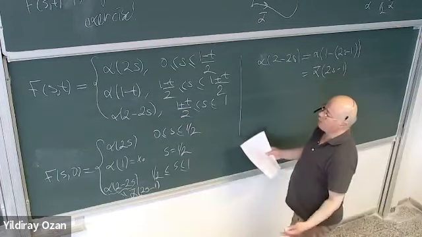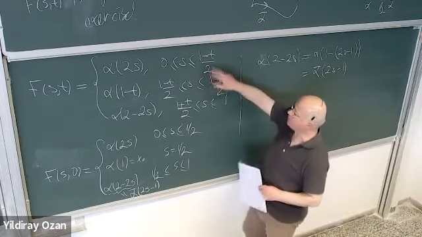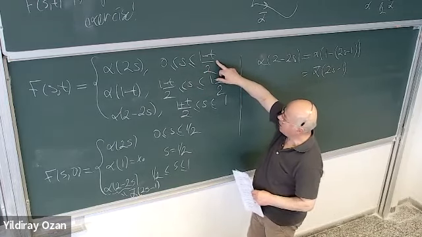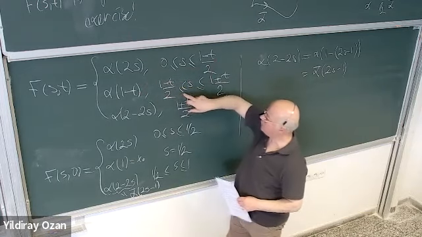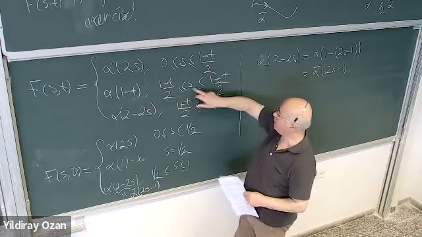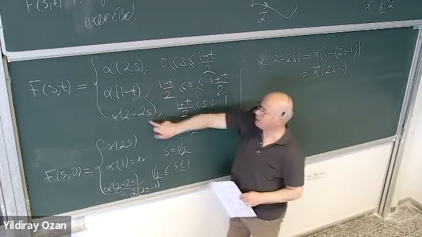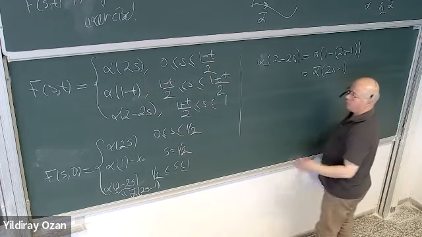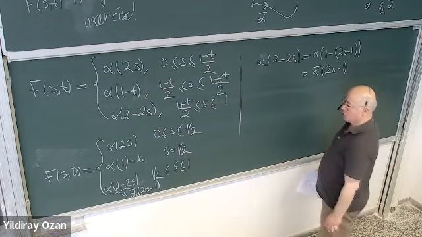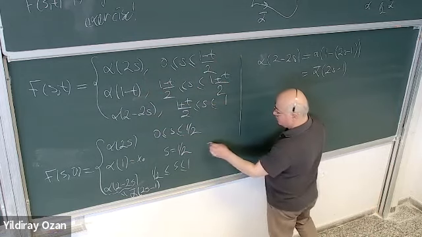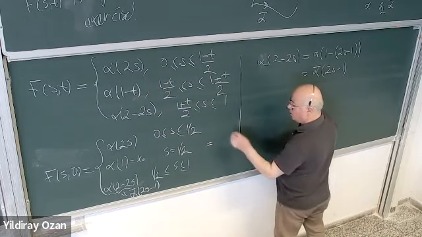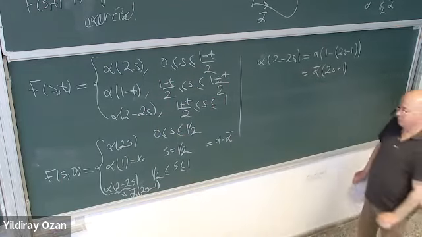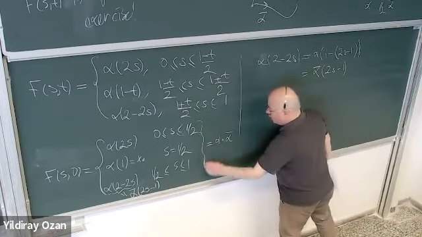This is a continuous function because at the end points, this function and this function are the same. And again, at this end point, this function and this function are the same. So it's continuous. And what is this? This thing is just alpha bar, right? This thing is just alpha bar.